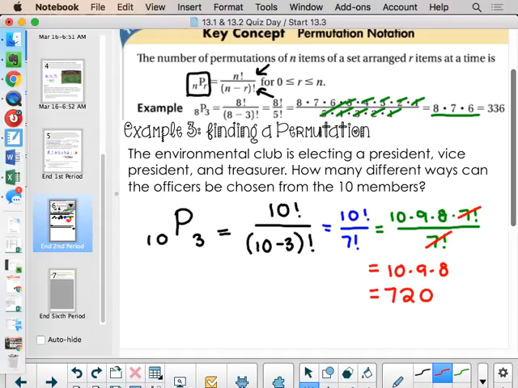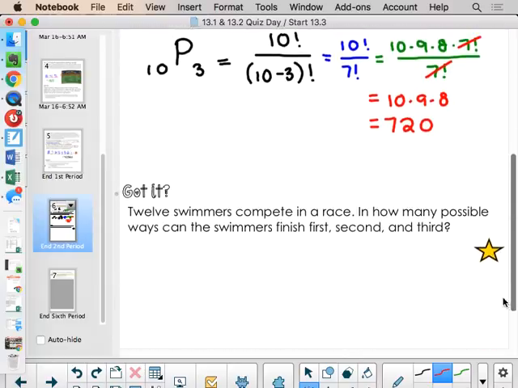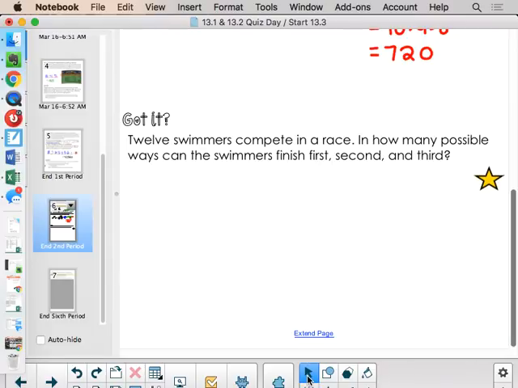Yes, you could treat this just like a fundamental counting principle problem, but you also need to be able to show me your work. Okay? Here's your question. Okay.